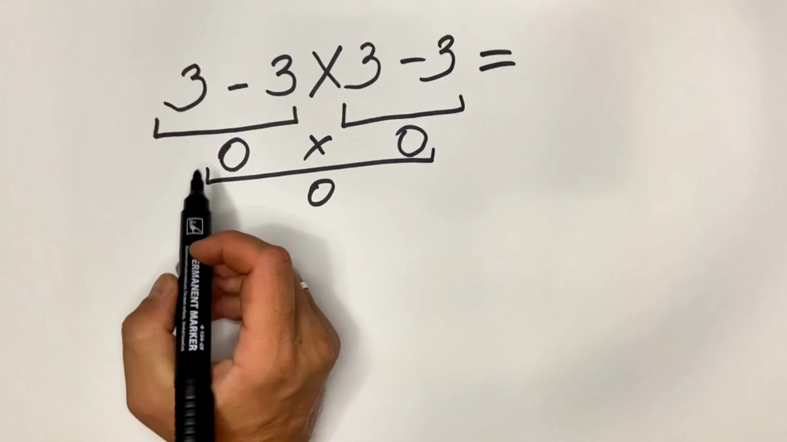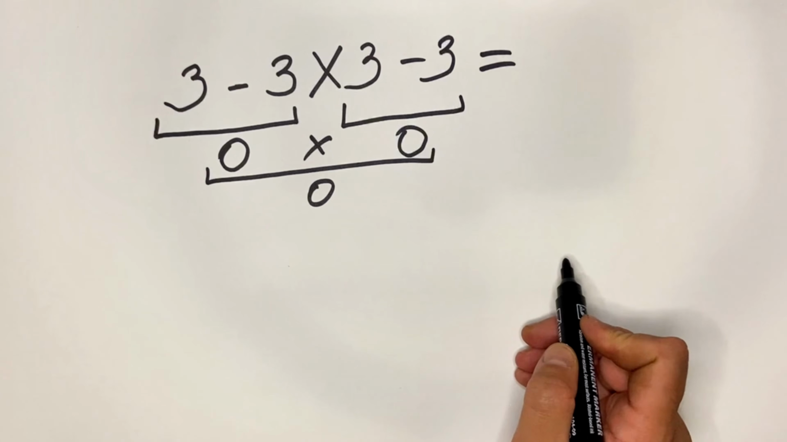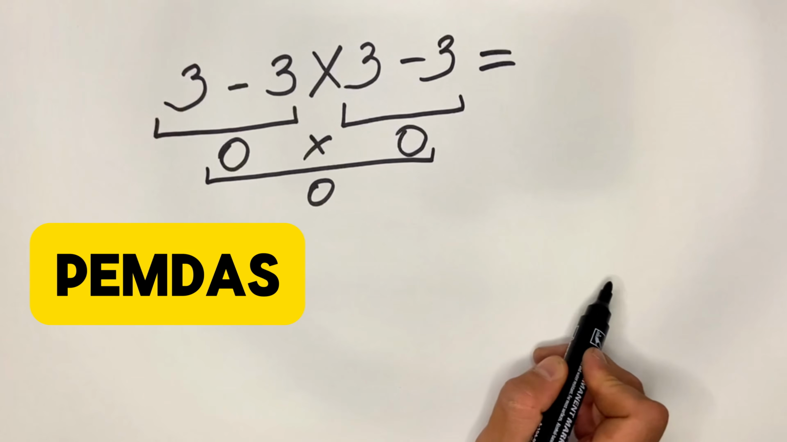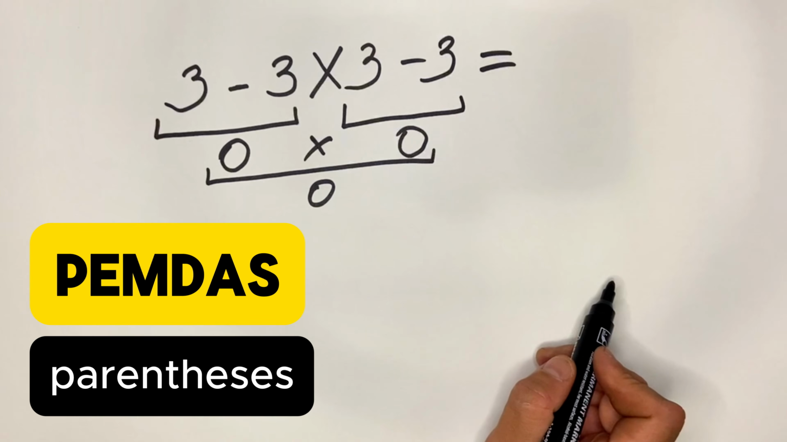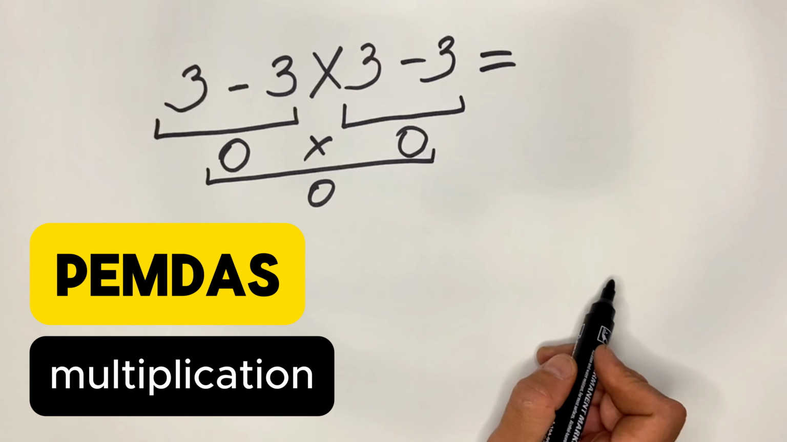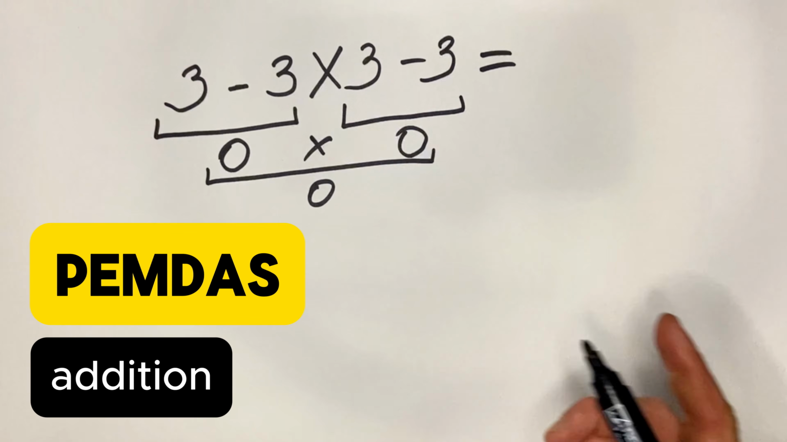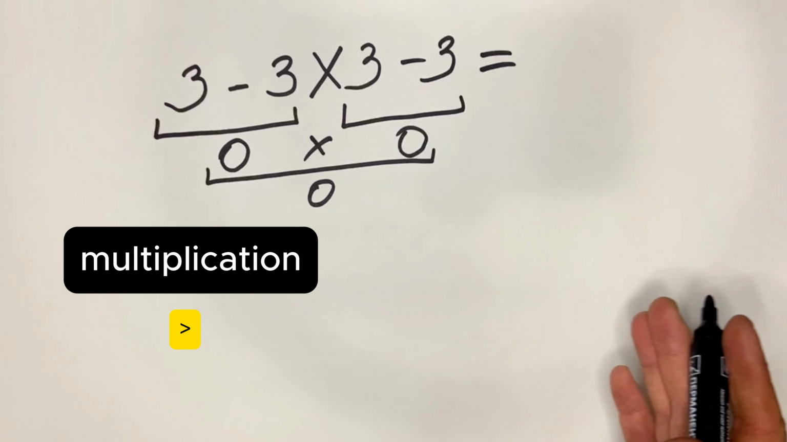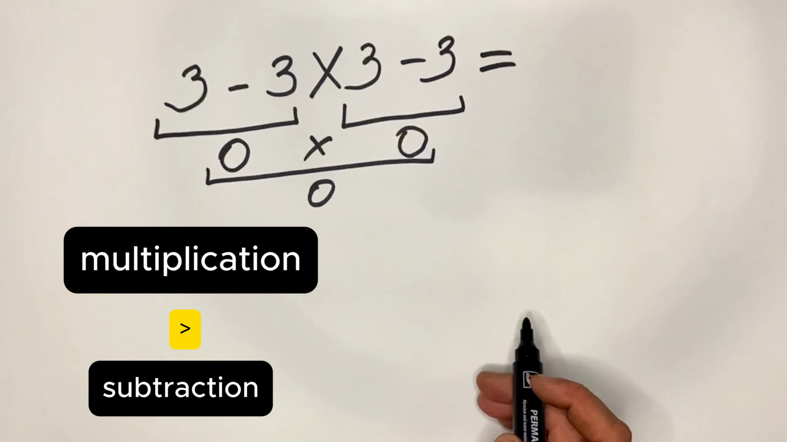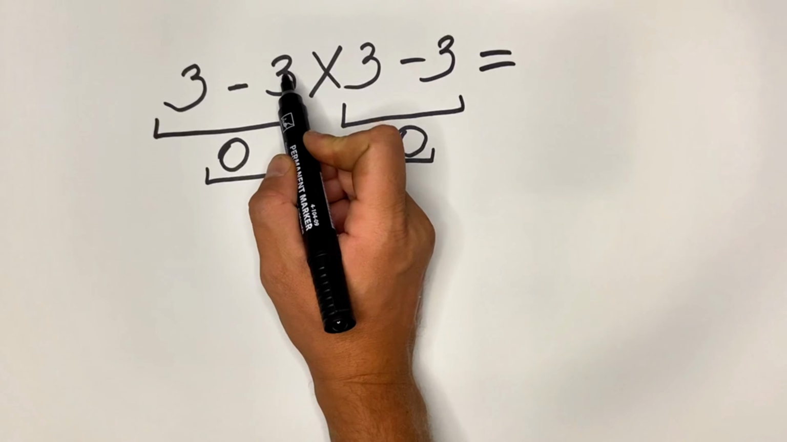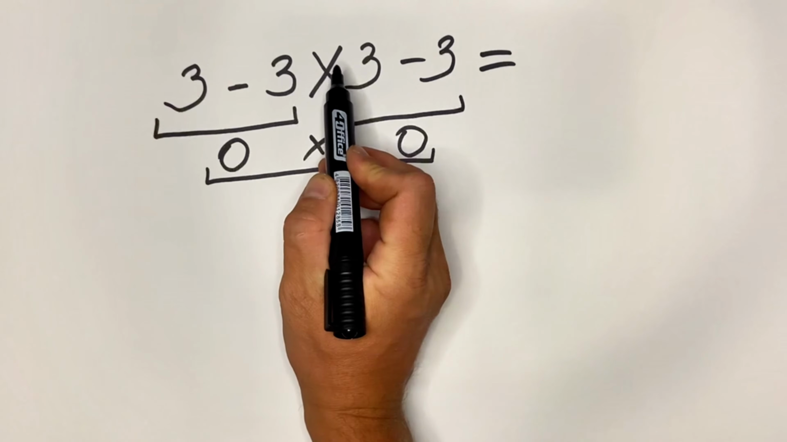Mathematics follows a specific sequence called the order of operations, which we remember using PEMDAS. That's parentheses, exponents, multiplication, division, addition, and subtraction. Multiplication has higher precedence than subtraction, so we must follow multiplication before any subtraction occurs.